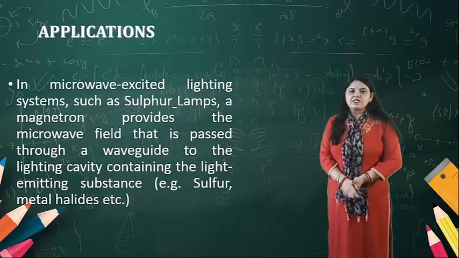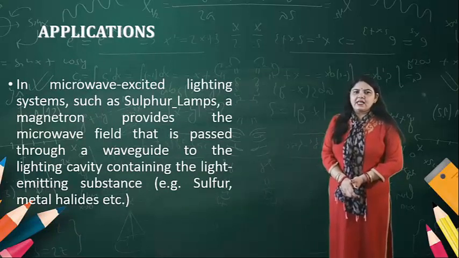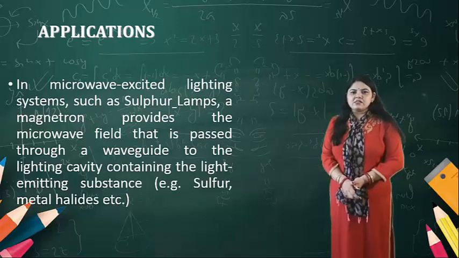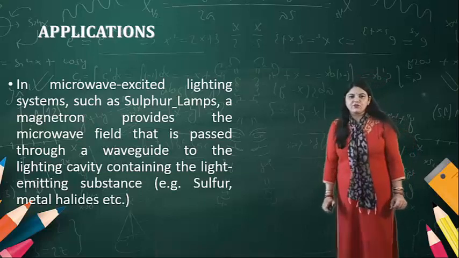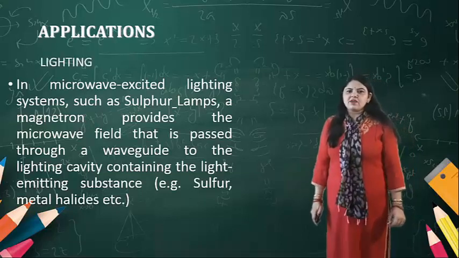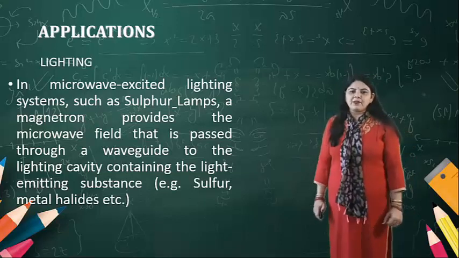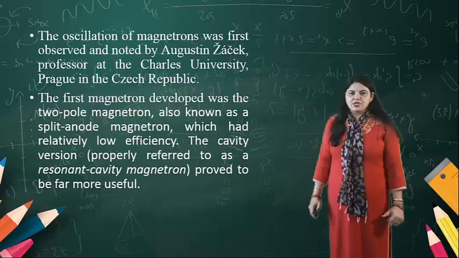The other application is in microwave excited lighting systems such as the sulfur lamps, where the magnetron provides the microwave field and that passes through the waveguide. So this way the microwave magnetron can be used for lighting applications.